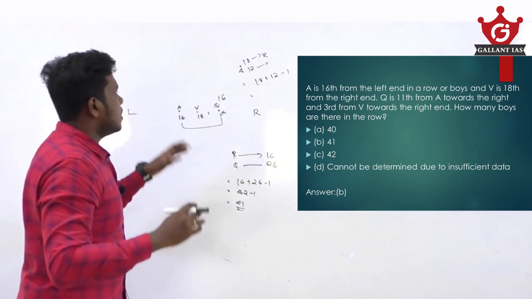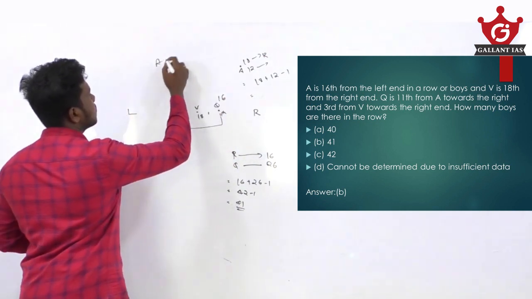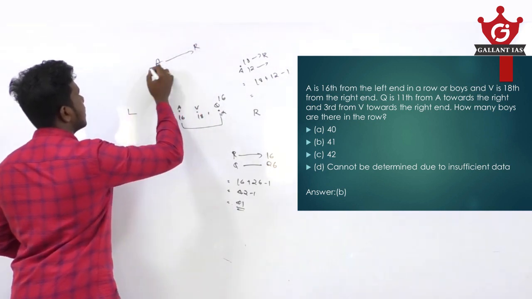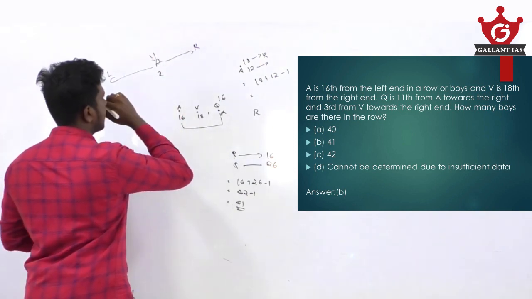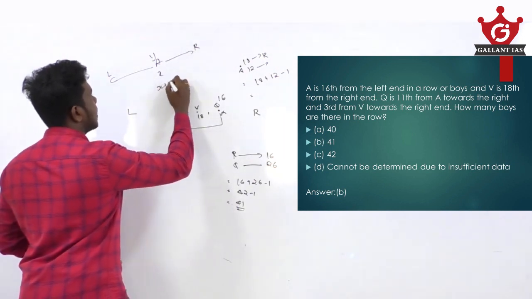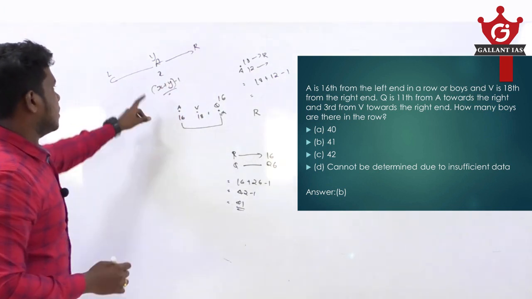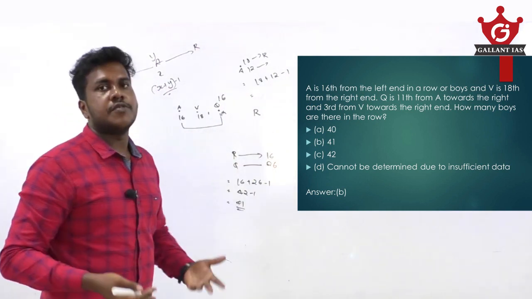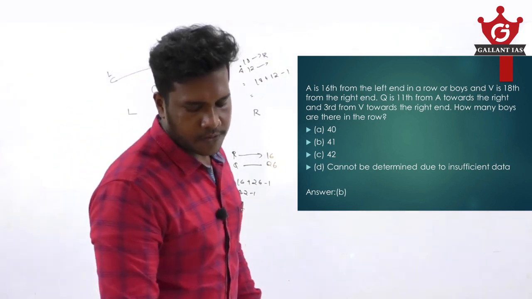So the only thing you should know here is this concept. A's position is X from the right, and from the left, let it be Y. So the total number of boys in that group is nothing but X plus Y minus 1. You should use this concept in row type questions. Now let's move on to the next question. So our answer is 41.